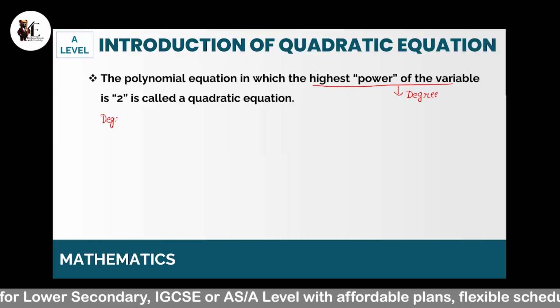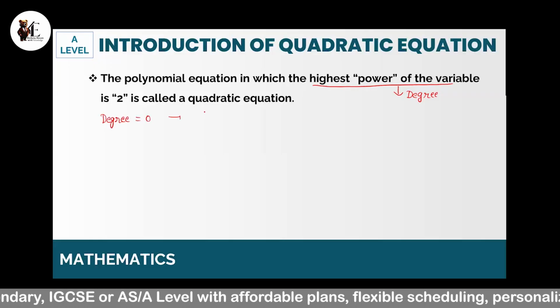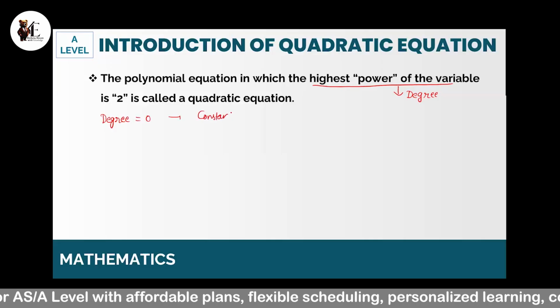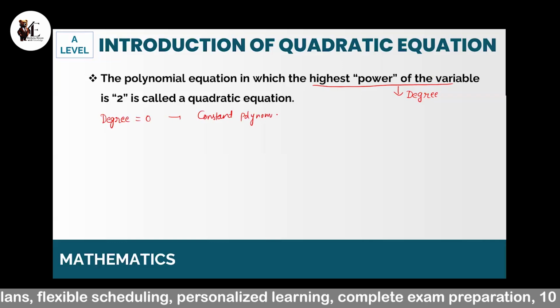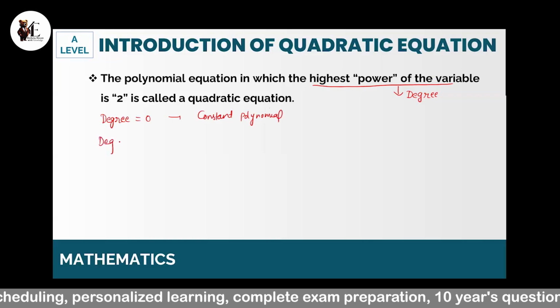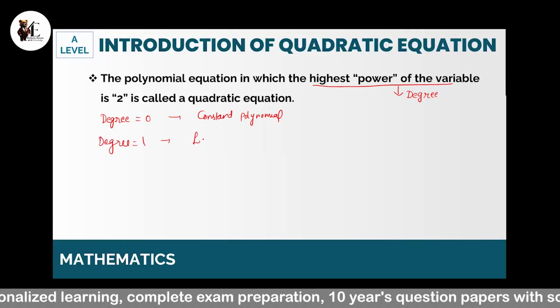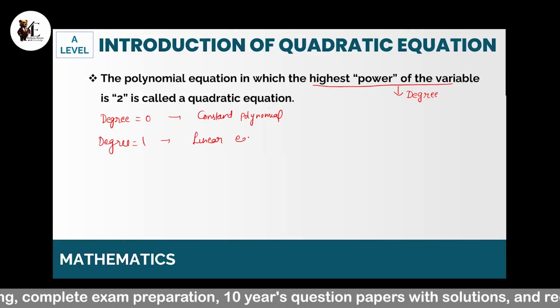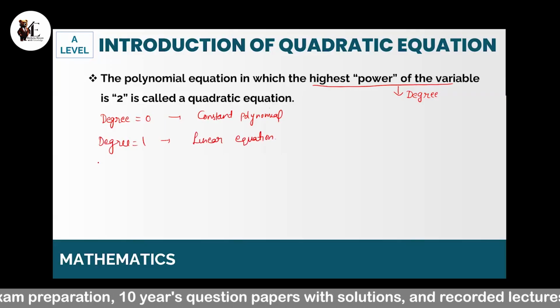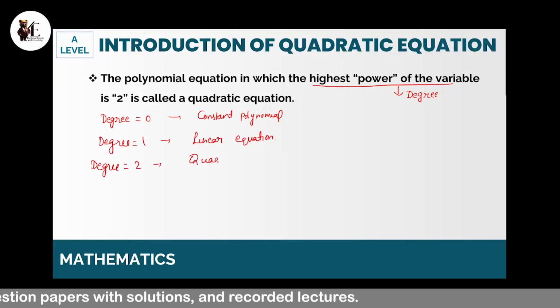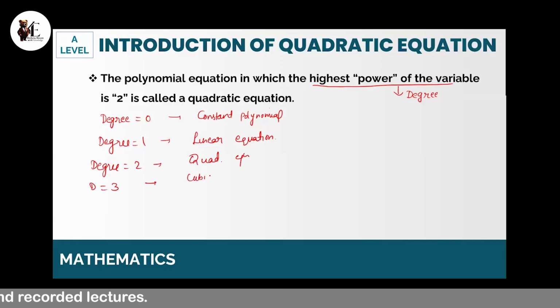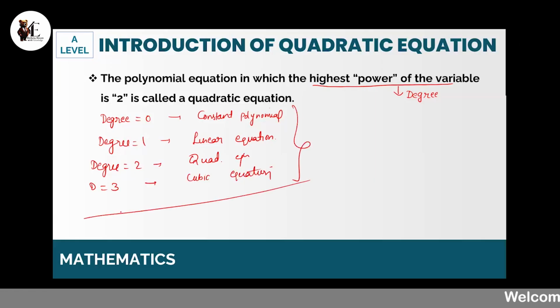And let's say if the degree is 0, then it will be a constant polynomial or constant expression. If the degree is 1, then it will be a linear equation or polynomial. If the degree is 2, then it will be a quadratic equation. And if our degree is 3, then it will be a cubic equation. So please note down this.